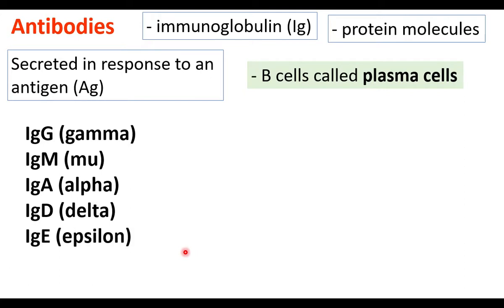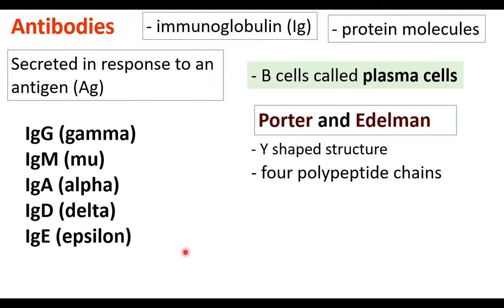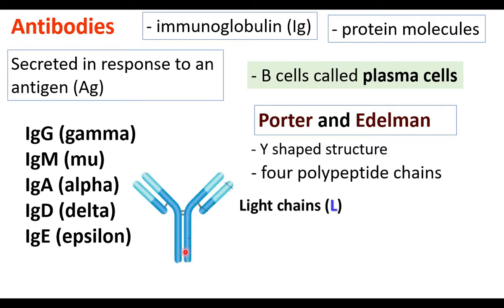During the 1950s, based on experiments, Porter and Edelman revealed the structure of antibody molecules. Antibody molecules are Y-shaped structures. They are made up of 4 polypeptide chains, 2 pairs of polypeptide chains, that is, a pair of heavy chains and a pair of light chains. Light chains are designated by L. Here this is the Y-shaped antibody molecule. It has a pair of heavy chains and a pair of light chains.